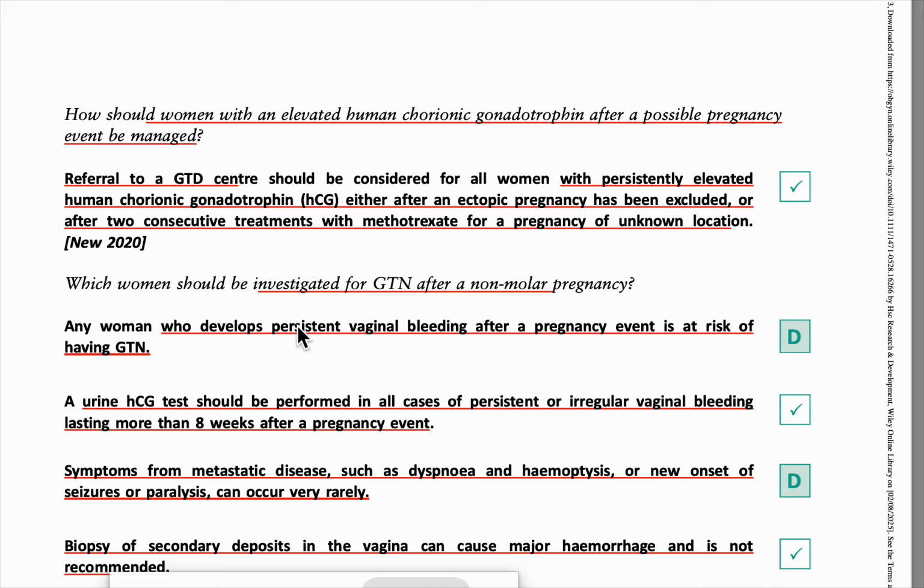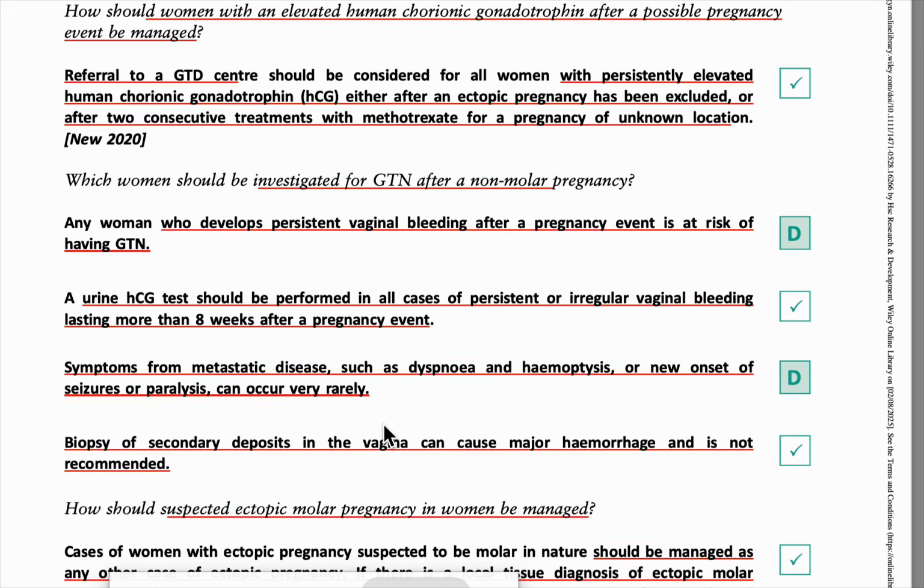This is a very, very important MCQ. After that, we will perform the urine pregnancy test, at 8 weeks. For that one, we will do that thing.